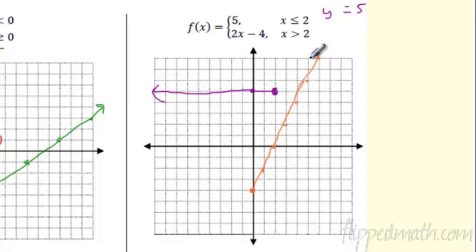Oop, there it is. But what happens here, it doesn't exist when x is not greater than 2. So anything less than 2, I'm gone. And can it be 2? No, it cannot be 2 right here. It has to be an open dot. So where was that open dot? It was right here. So make sure you have that open dot in the right spot. And there is my line. So it's a constant, then it's this line going up. And that's how we graph piecewise functions.